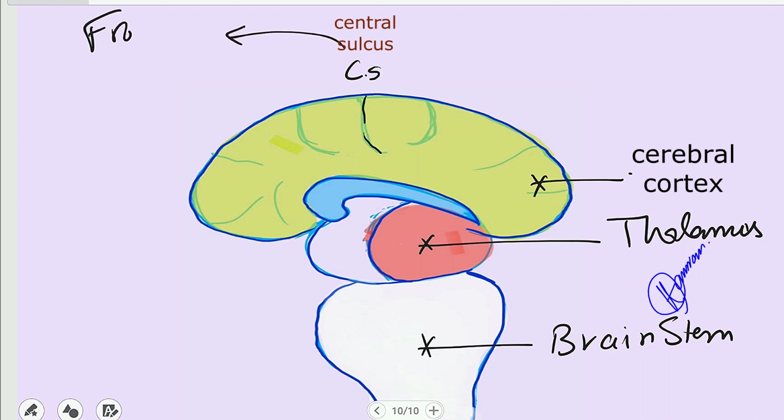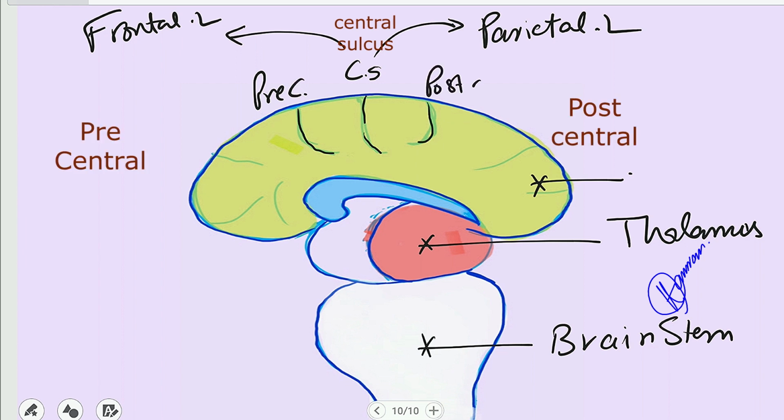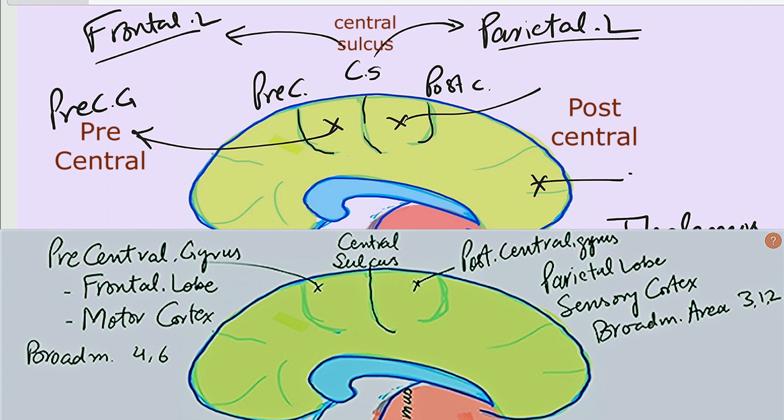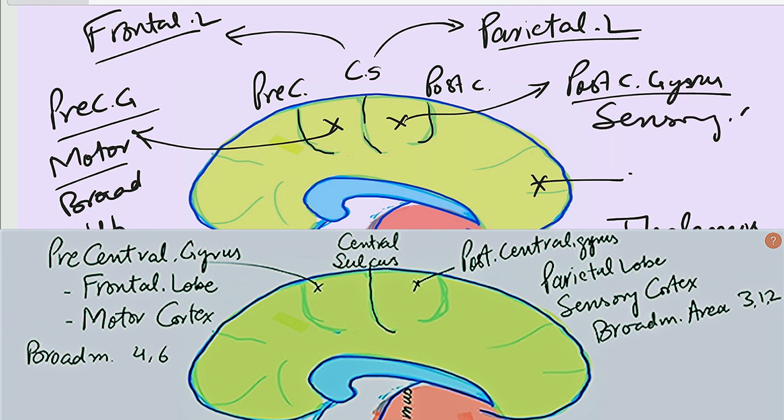Anterior to it is the frontal lobe, and posterior to it is the parietal lobe. This one is the precentral sulcus, and this one is the postcentral sulcus. This gyrus belongs to the frontal lobe and this gyrus belongs to the parietal lobe. This gyrus is known as the precentral gyrus, and this gyrus is known as the postcentral gyrus. This is the motor cortex, also known as Brodmann area 4 and 6. And the postcentral gyrus is the sensory cortex, also known as Brodmann areas 3, 1, 2.